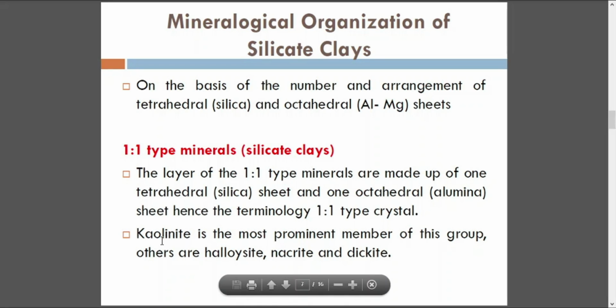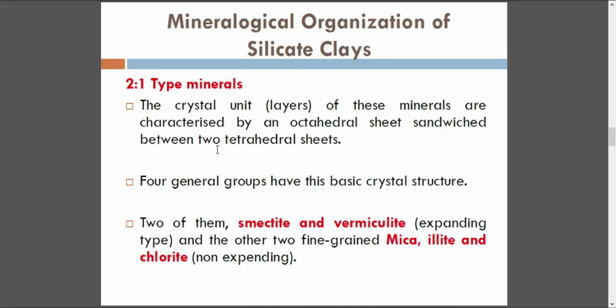Then we have the 2-to-1 type minerals, and these are mainly formed by having one octahedral sheet sandwiched between 2 tetrahedral sheets. For the 2-to-1 type minerals, we have those that are expanding and those that are not expanding. The expanding type includes the smectite and vermiculite, and the non-expanding type includes the mica, illite, and chlorite.